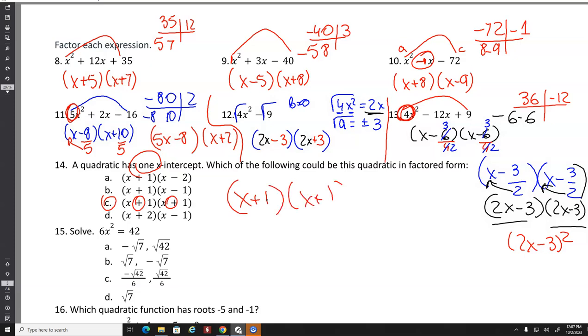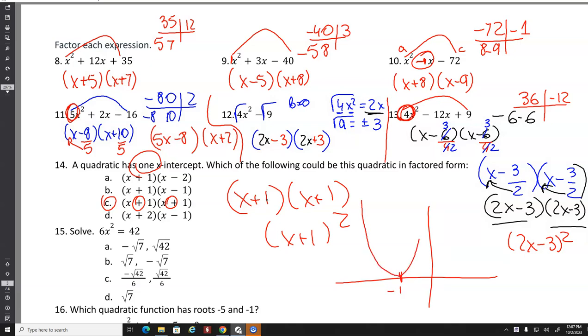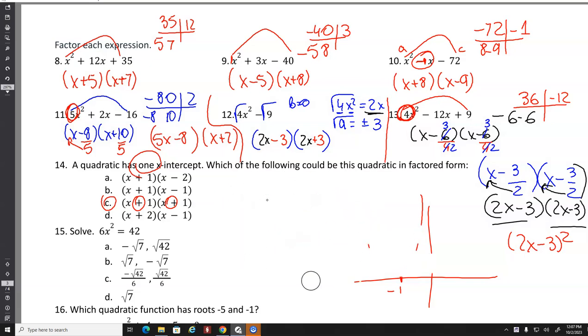Okay, so I can write them as x plus 1 squared, which now tells me that the function will only, it's going to be -1, it will only touch and bounce back up at one spot. Okay, so that shows you with two of the same signs, two identical factors, that we only have one zero. Okay. All right, next question.